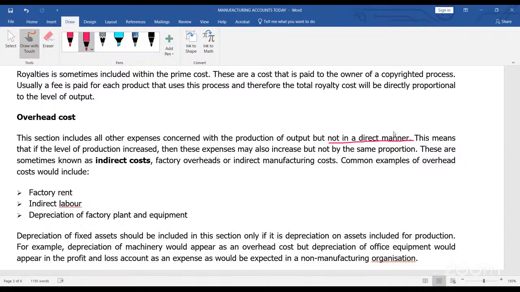These are sometimes known as indirect costs, factory overheads, or indirect manufacturing costs. Examples include factory rent. Factory rent is an indirect cost. Indirect labor is an overhead. Depreciation of factory plant and equipment is also an indirect cost.